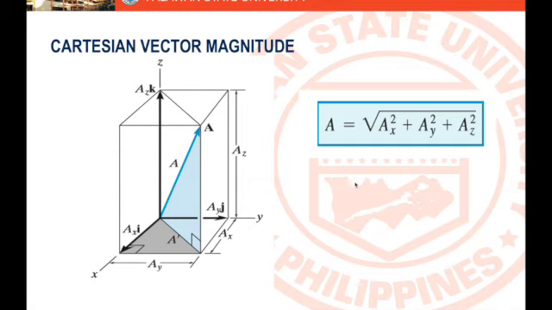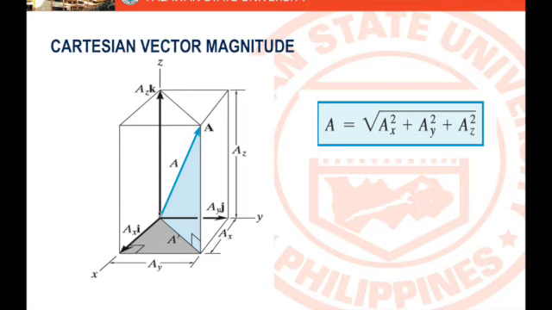Okay, so for the magnitude, I know you are very familiar with the Pythagorean Theorem, right? So you just have c squared is equal to a squared plus b squared. That is in 2 dimensions. So for 3 dimensions, again, we will just be adding our z component here. So you have 3 squares here. Ax squared plus Ay squared plus Az squared. The square root of that will be equal to the magnitude of our vector, in this case, vector A.